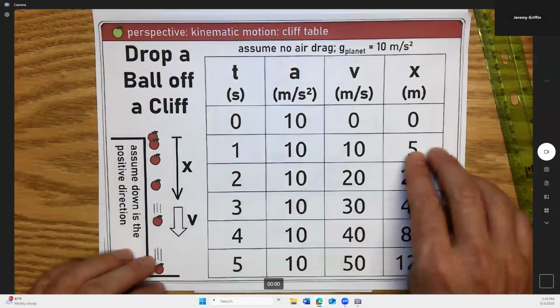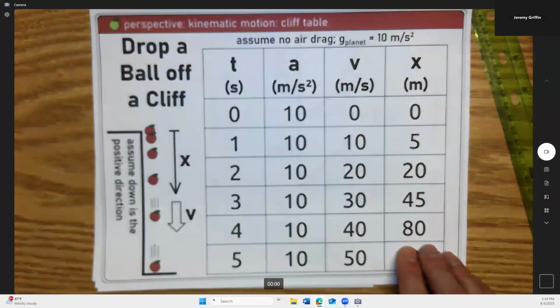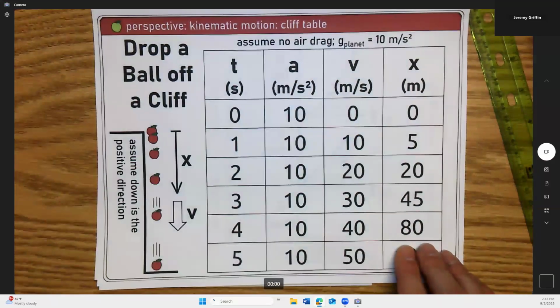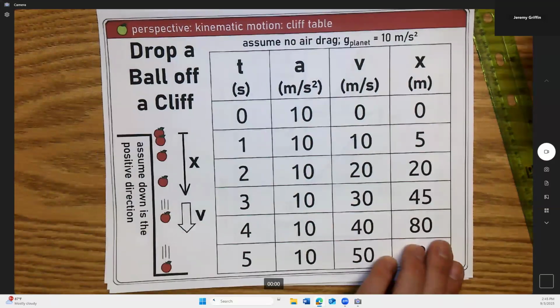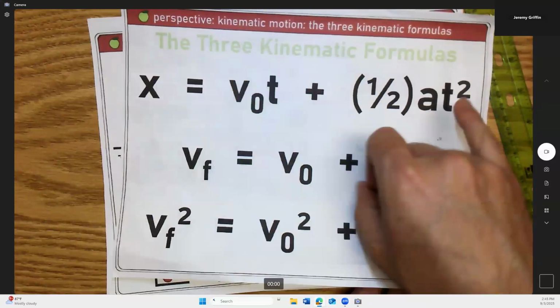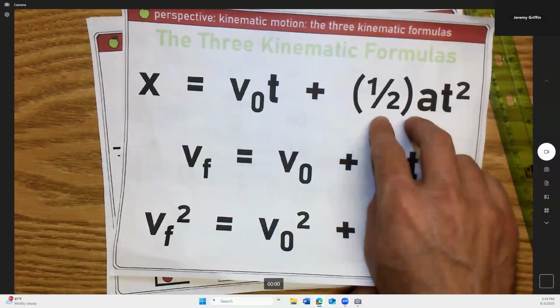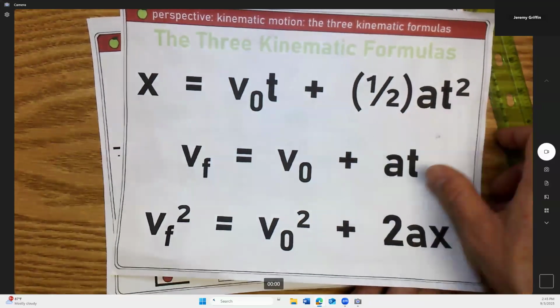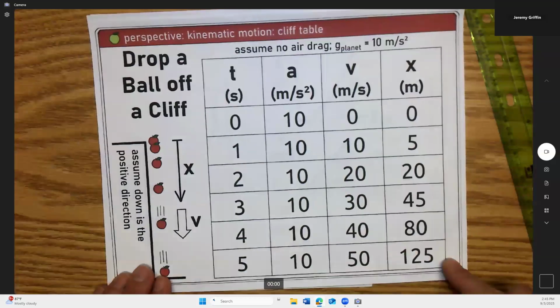What if I plug in 5 seconds? How far will the ball fall in 5 seconds? Let's try it out. This bit's 0, so this bit goes away again. What's 5 squared? 25. And half of 10 is 5. What's 25 times 5? It's about 125 meters.